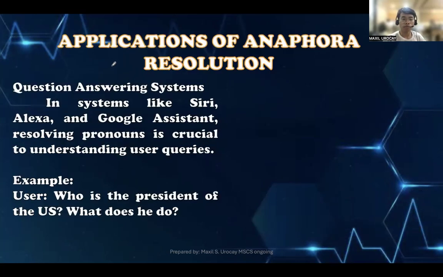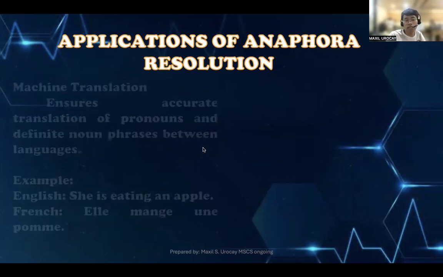So, applications of anaphora resolution. Where can we apply this anaphora resolution? We can actually apply this in question answering systems. Say, for example, in systems like Siri, Alexa, and Google Assistant, resolving pronouns is crucial to understanding user queries. So, for example, you ask Siri, who is the president of the US, what does he do? Of course, in question answering, if you ask that, the system will resolve he to the president already. So the system needs to understand that he refers to the previously mentioned president. So that's how it will work.